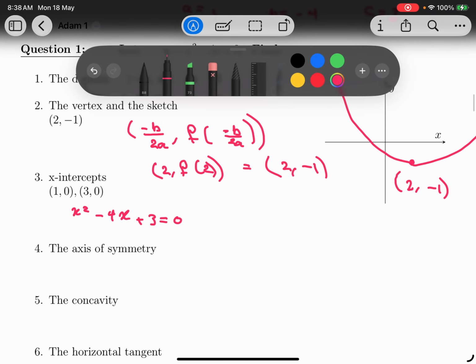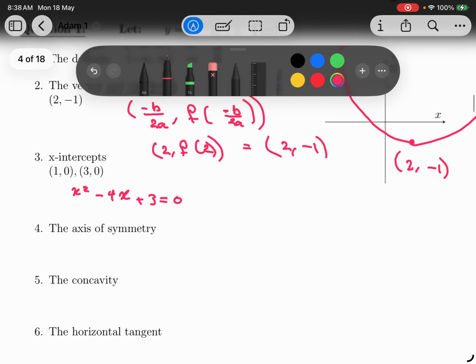I already discussed this factorization in another video. You can find it easily. So how to factor this? It will be x minus 3 and x minus 1. So it will equal 0, which means x equals 3 or x equals 1. So we have 2 x-intercepts.